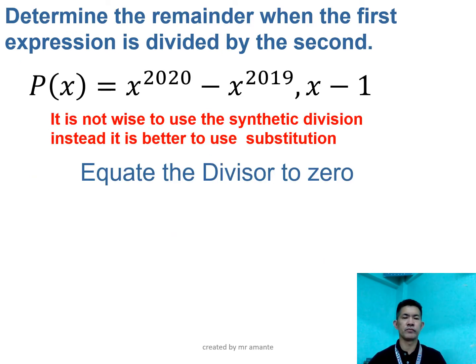Determine the remainder when the first expression is divided by the second. Our divisor is equal to x minus 1. We have to equate that equal to 0. On this type of problem, it's not advisable to use synthetic division. We have so many remaining degrees. Instead, we're going to use substitution, P of 1.